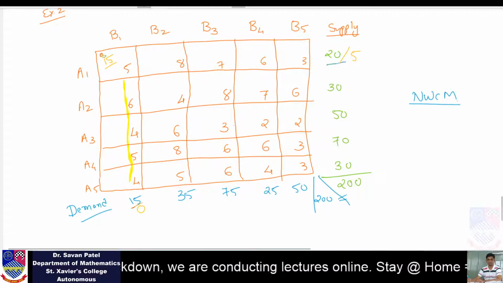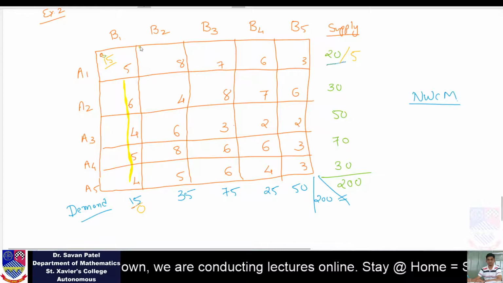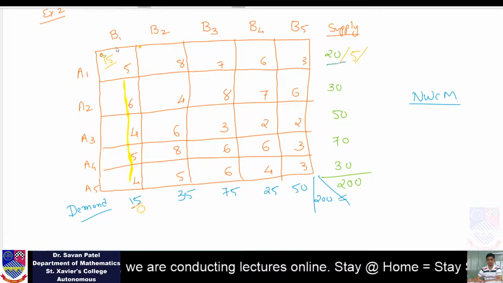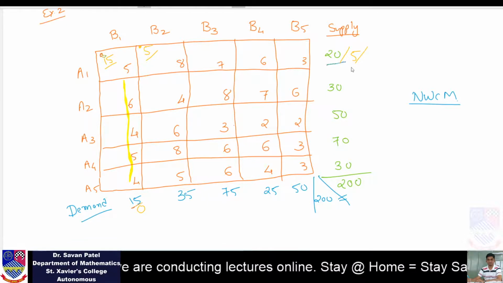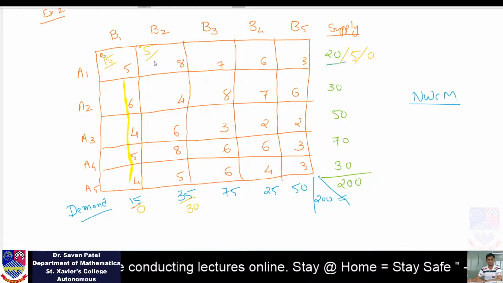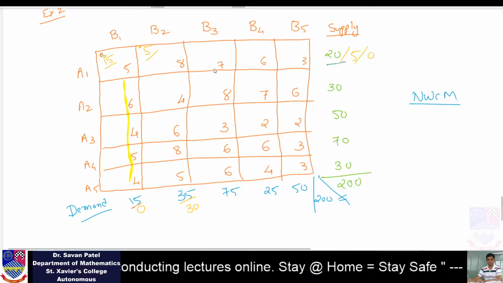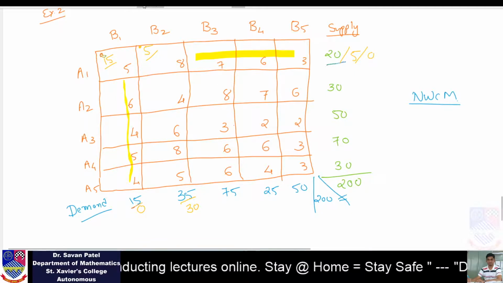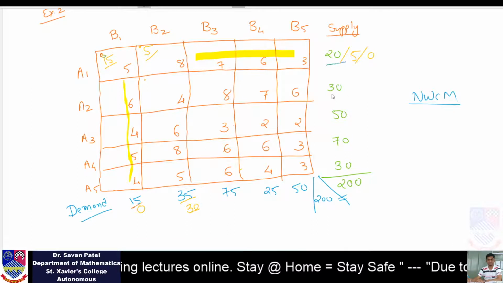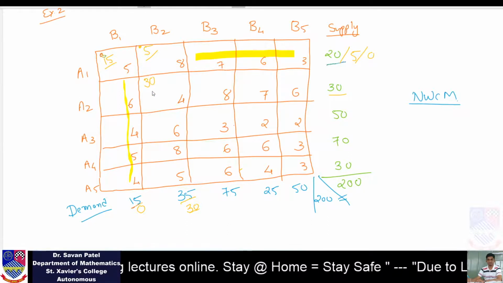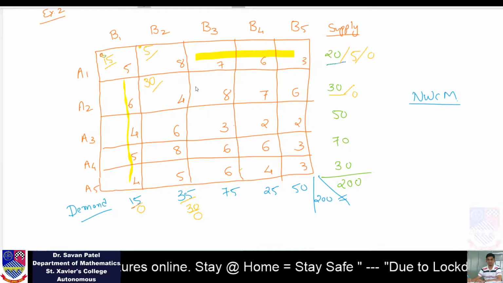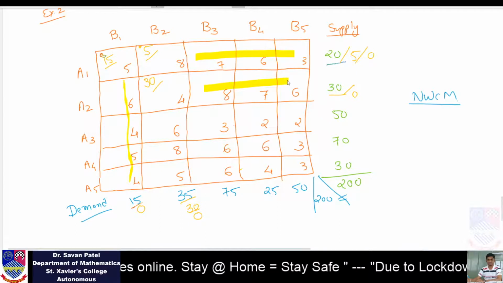Now here this is the northwest corner, and the minimum of 5 and 35 is 5. So here we will transport 5 units. So here we are left with 0 units, and here we are left with 30 units. This is 0, so the corresponding row will be removed. Now here we have this as the northwest corner, with 30 here and also 30, so here we will transport 30 units. So we are left with 0 here and also 0 here. So both the row and column will be cancelled.